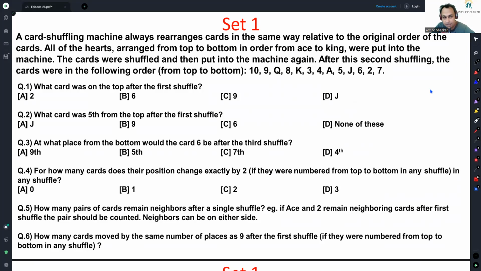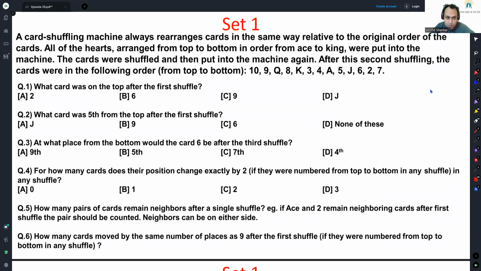After the second shuffling, the cards were in the following order from top to bottom: 10, 9, Q, 8, K, 3, 4, A, 5, J, 6, 2, 7. What was the card on top after the first shuffle? What card was fifth from the top after the first shuffle?